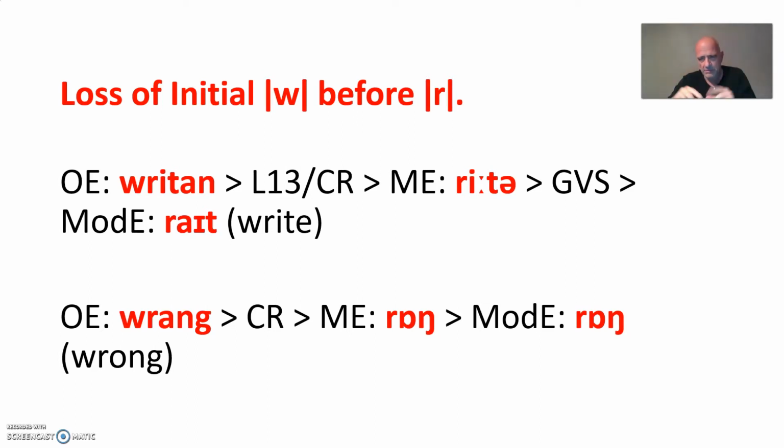Loss of initial w, the bilabial semivowel before r. So you have, still in spelling, a lot of words starting with wr, with the w not being pronounced, of course. Take this one here, wrīte. The cluster is reduced, which means the w is just left out, somewhere in early Middle English, probably a bit later. It's a question whether Chaucer still pronounced it. Then writa is the result of lengthening in the 13th century, and then it goes into the Great Vowel Shift and becomes write. The same with wrang, cluster reduction. It becomes wrong in Middle English, and in modern English we still have wrong.